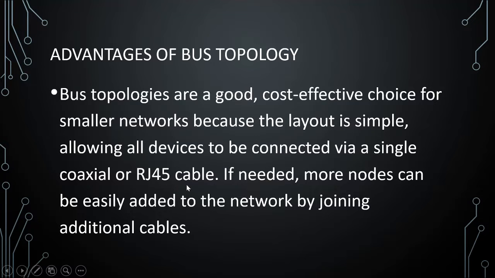So in our demonstration later, we are going to create cabling for RJ45 using a crimper, and also we are going to demonstrate the two types of cabling for RJ45. We have the straight-through cabling and the crossover cabling. If needed, more nodes can be easily added to the network by joining additional cables.